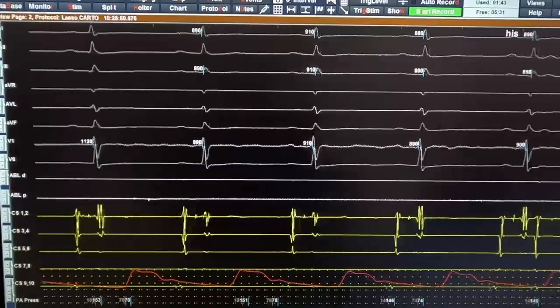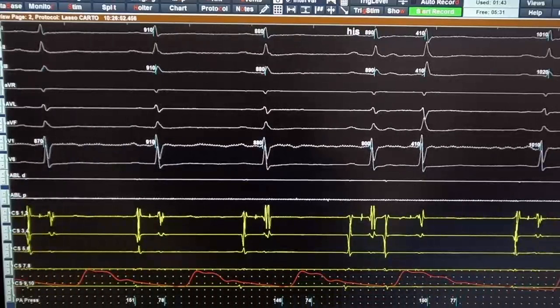Conversely, when you push the catheter deeper, you can see that the ventricular potential is higher. So if you push a little bit more, then you'll probably get capture of the ventricle without capturing the His bundle and stimulating both atria and ventricles.